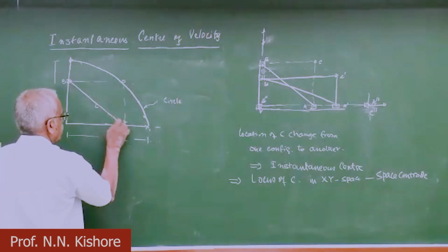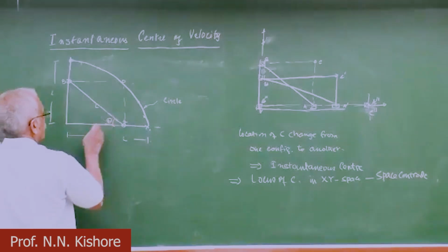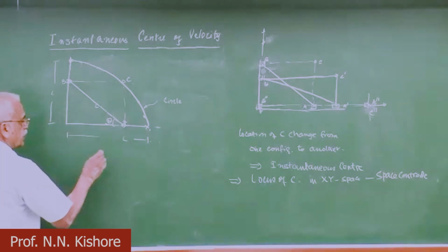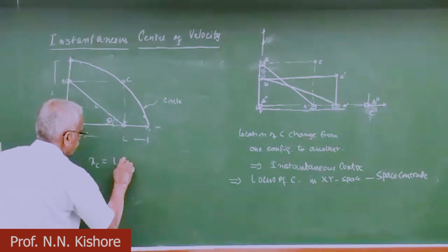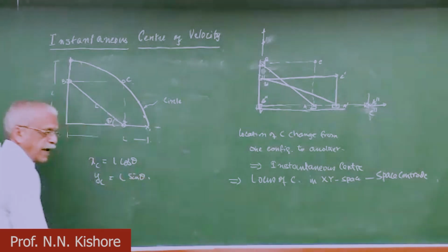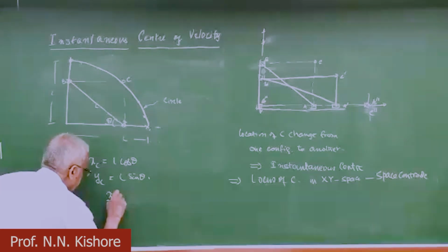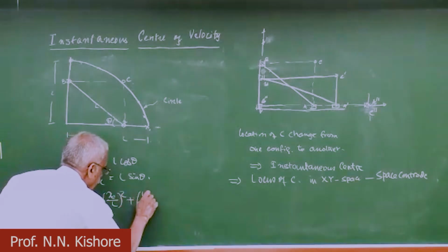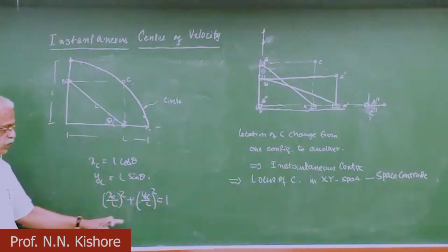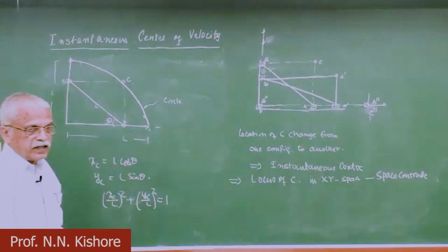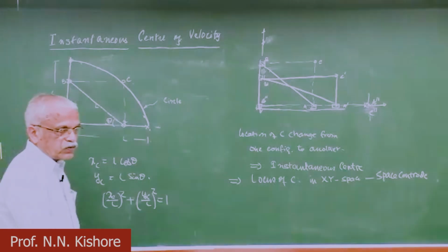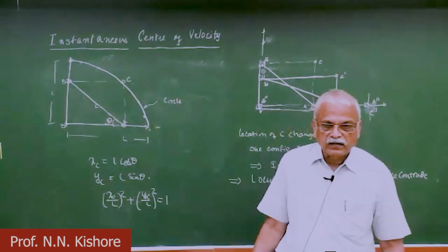You can very easily prove it. If this is some angle theta, and you call this C, the x coordinate of C is nothing but, what is that? L cos theta, and the y coordinate of C is L sin theta, and we can see that x squared plus y squared equals L squared. So if you eliminate theta, this is what you get. This is nothing but the circle, a quarter of a circle whose center is here at the origin. So this is how the center moves.